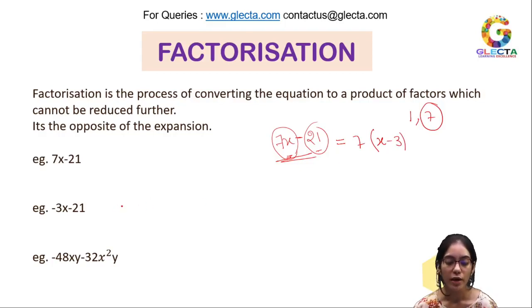Okay, so next one, minus 3x minus 21. For minus 3x and minus 21, the factors will be 3 and 1. So let's suppose we are extracting 3.